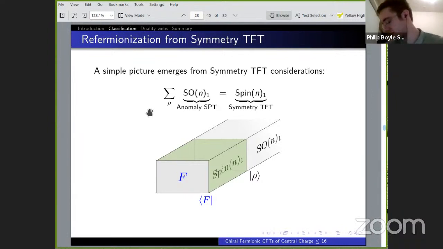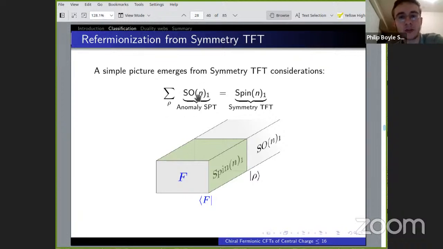which is coupled to a symmetry, and maybe it has an anomaly for that symmetry, so it lives on the boundary of an SPT. The key idea is that you make the background gauge field for this symmetry dynamical. You promote it to a dynamical field. So in this case, because we're interested in anomalies in the spin structure, that means promoting the spin structure of this theory to a dynamical variable.